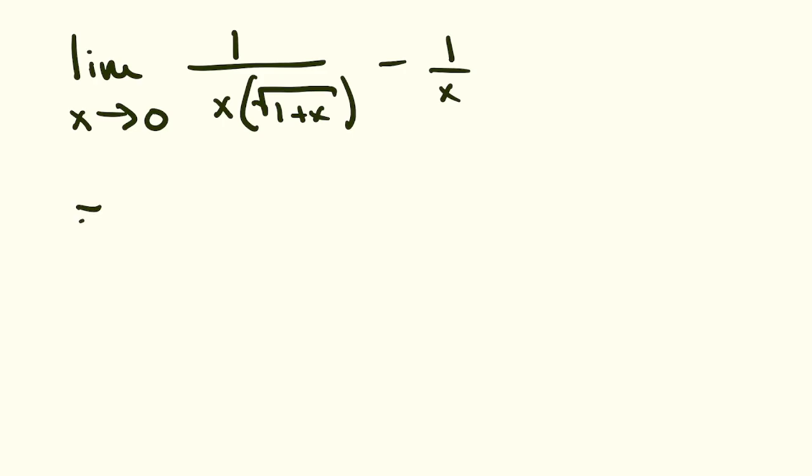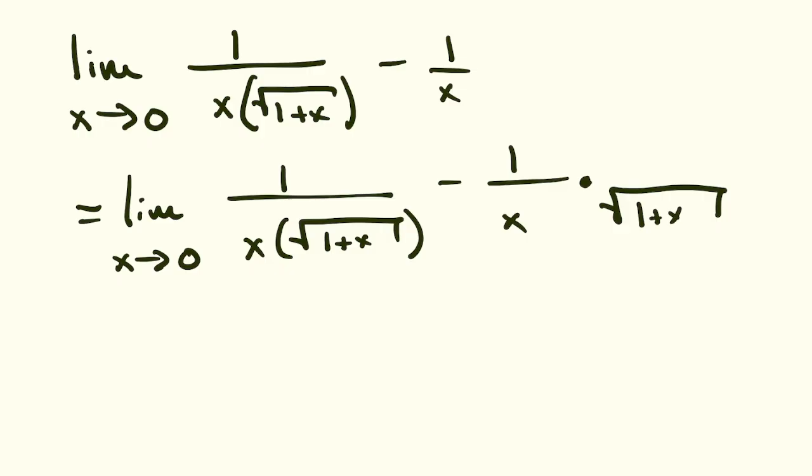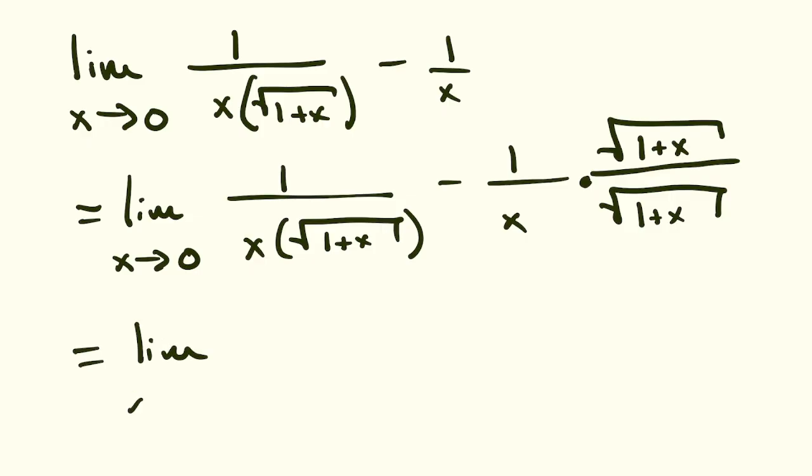So the first thing that we want to do is get a common denominator, right? We want to smush these two fractions together. Now the first fraction is going to be just fine. The second fraction, let's multiply by a fancy one. So we're going to multiply by 1 square root of 1 plus x on both the top and the bottom of our fraction. So that is going to give us our limit as x goes to 0.